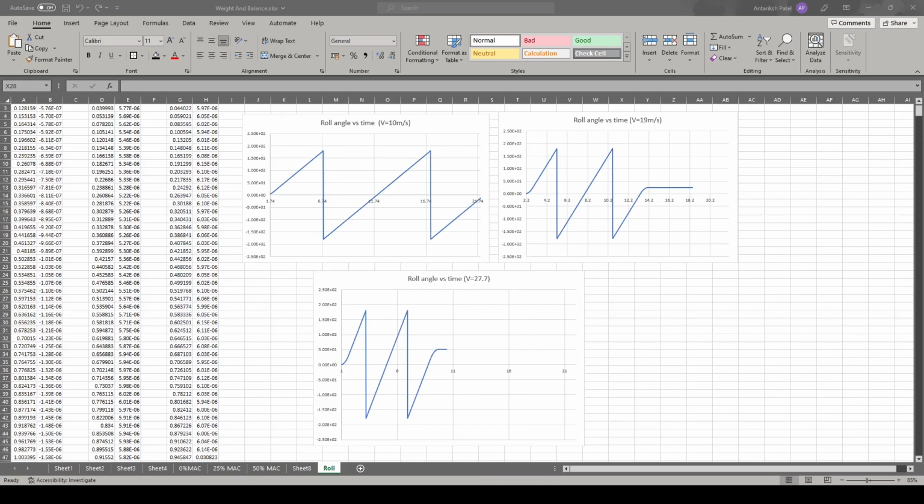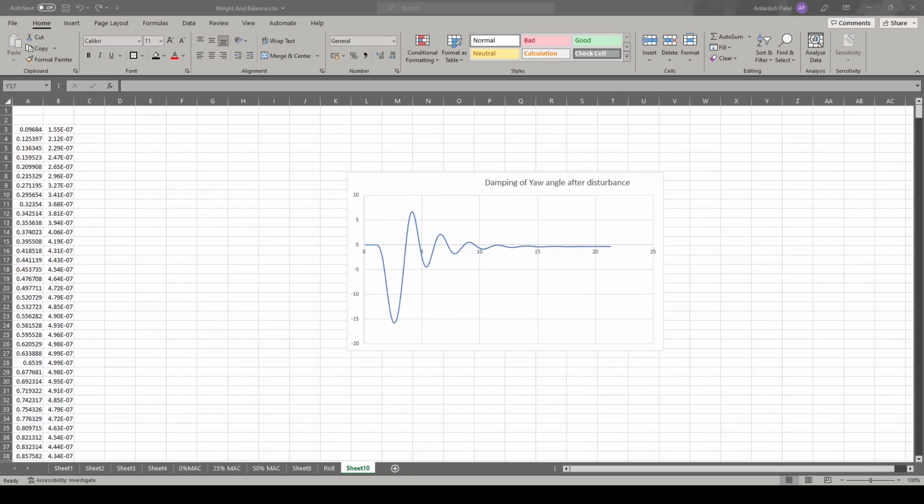The roll rate versus time for three different velocities can be plotted on graphs. This is shown in these three graphs for velocities 10 meters per second, 19 meters per second, and 27.7 meters per second. Clearly from the graphs, as the velocity increases, the roll rate also increases as the gradient gets steeper. As well as this, the gradient is constant throughout the entire time period when the input is active.